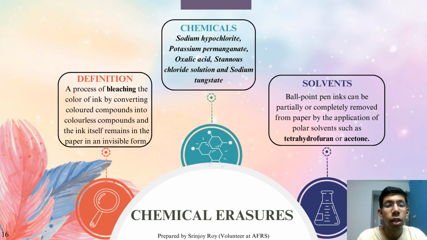Moving on to chemical erasure. So what is chemical erasure? As I said, it's adding some chemical to the ink, where the chemical reacts with the ink and the color of the ink now becomes colorless, and that's why the ink is no more visible.